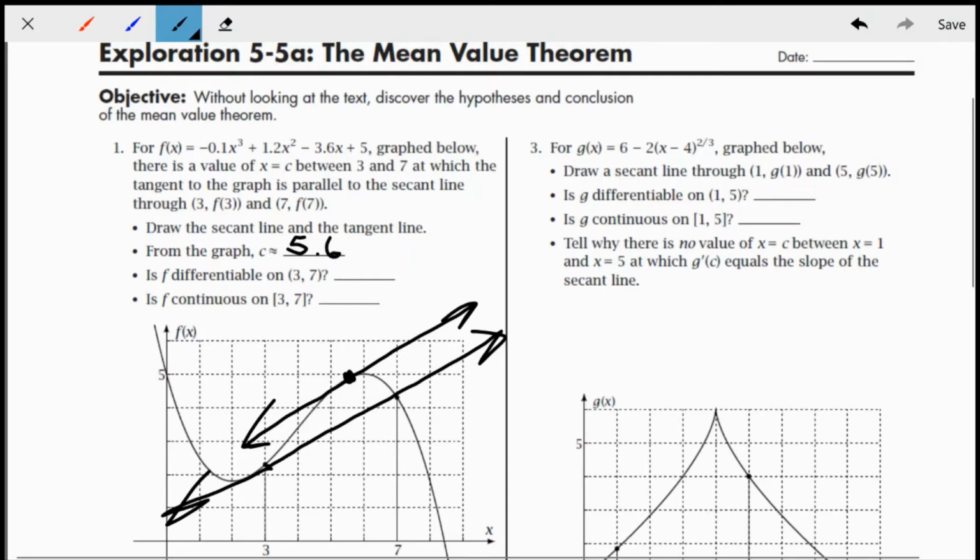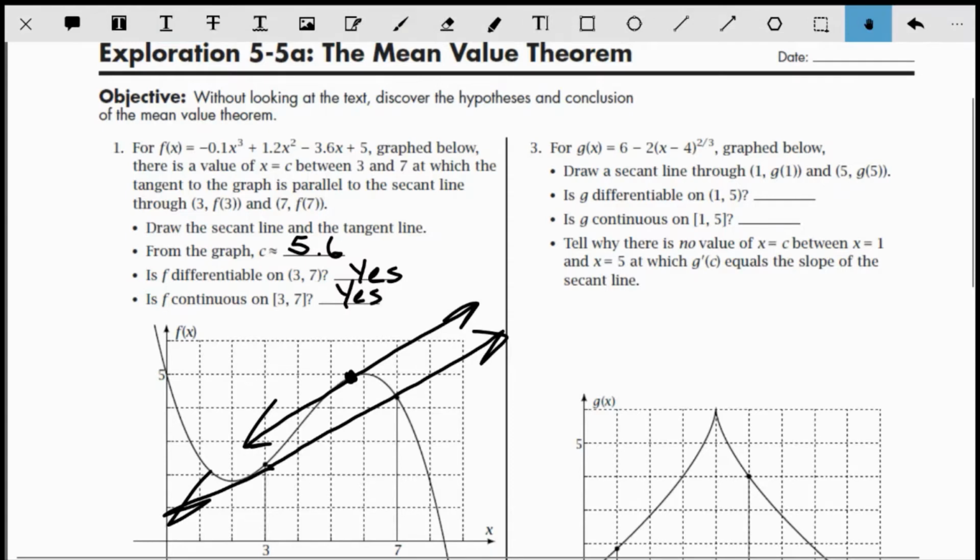Okay, and then it says, is the function differentiable on 3 to 7? Well, this is a cubic function, so yes, it's differentiable everywhere. And is the function continuous on the closed interval from 3 to 7? And the answer also obviously is yes, because it's a polynomial function. So that's what I want you to do for the rest of these problems in this exploration. So I want you to pause the video, go take 5-10 minutes, go through the rest of these. And then when you unpause the video, I'll explain what exactly we're trying to get to by going through all of these exercises. So go ahead and pause the video, and when you come back, I'll show you the solutions.